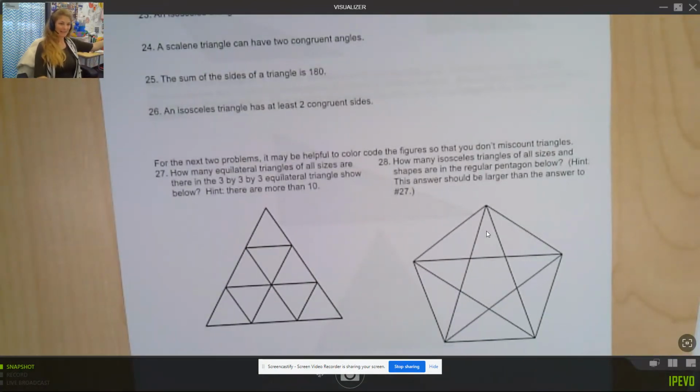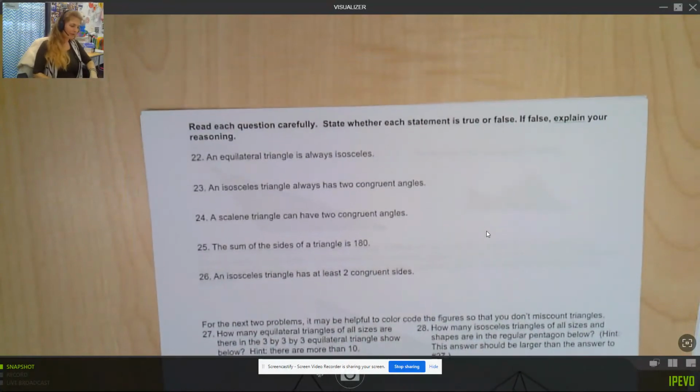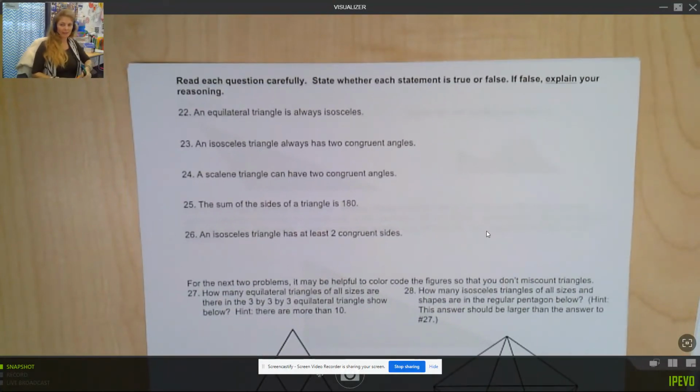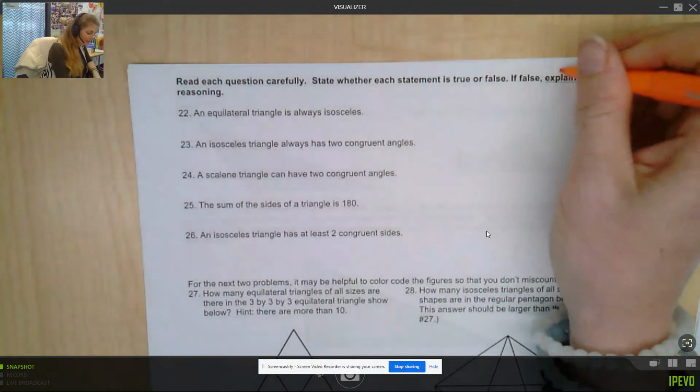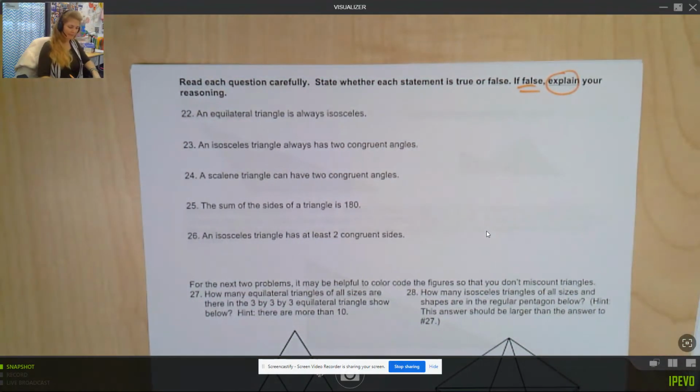Okay, let's get into some of the fun stuff. So now we're going to do another true-false segment. If it's false, explain your reasoning. So the first one says an equilateral triangle is always isosceles. What do you guys think? True or false? This is true.